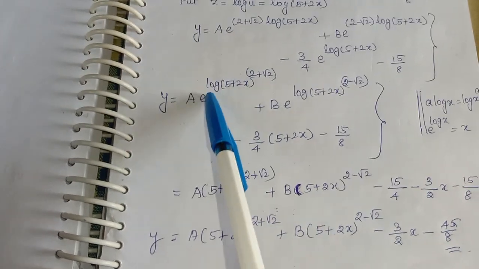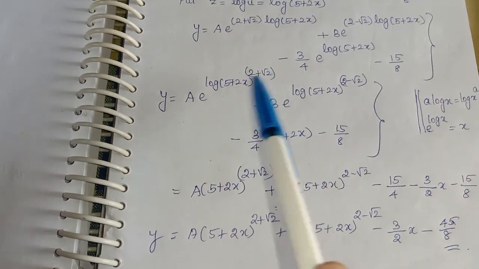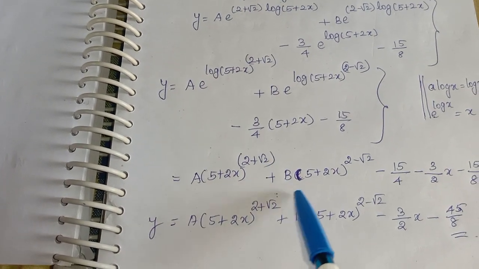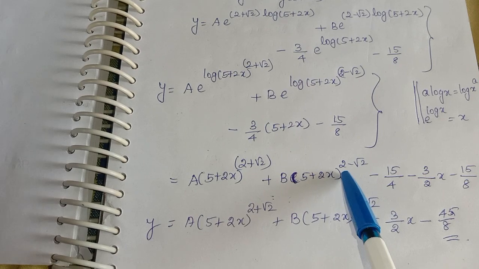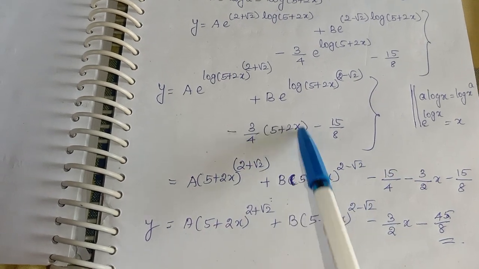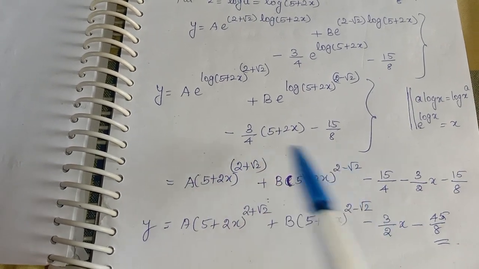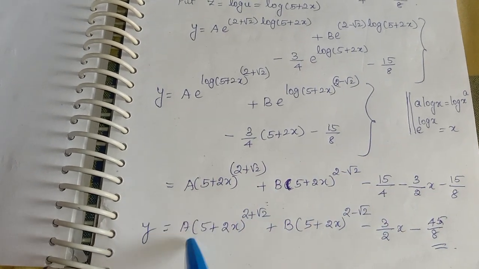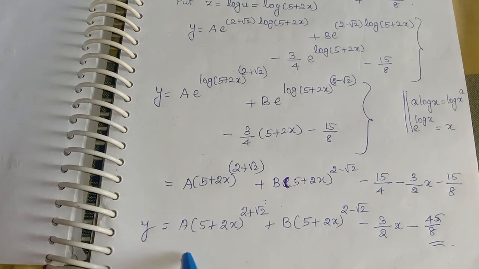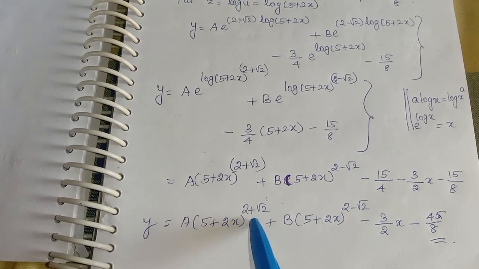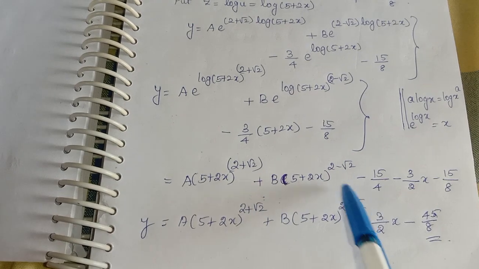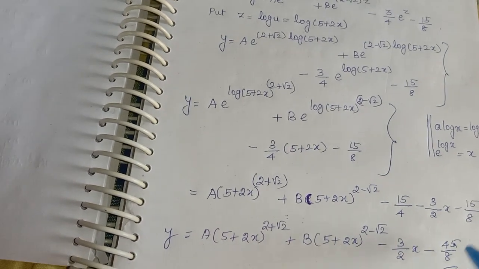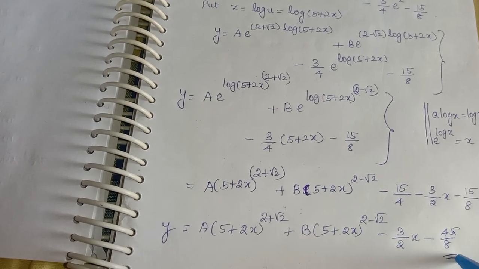Here again we have e^(log), so we will be getting only this value. So a(5 + 2x)^(2 + √2) plus b(5 + 2x)^(2 − √2) minus this value, which is 15/4, minus 3/2 x, minus 15/8. By simplification we get the final answer as a(5 + 2x)^(2 + √2) plus b(5 + 2x)^(2 − √2) minus 3/2 x minus 45/8. That's all. This is the solution of the given problem.